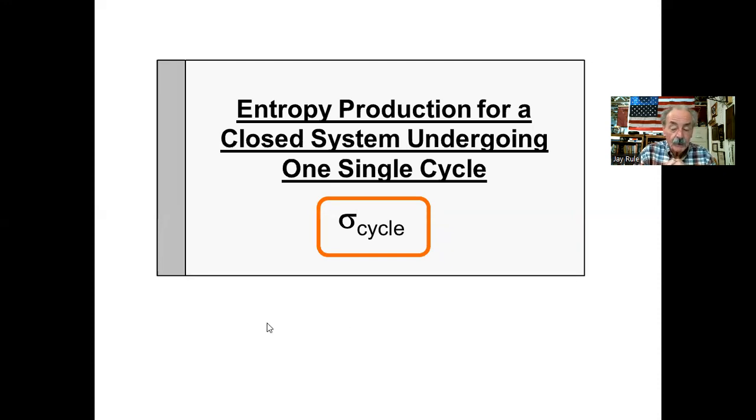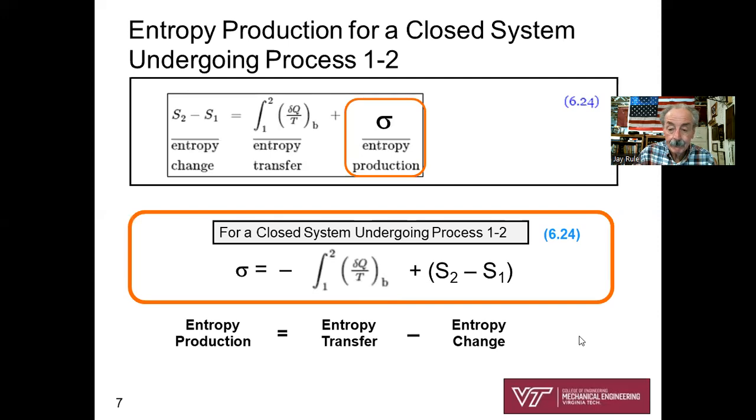Okay, that's your crash course on cycles. Now let's get into how we define entropy production for a closed system undergoing one single cycle. Here we've got, this is not a 6, that's a Greek letter sigma, sigma cycle. All right, we're going to go back to chapter 6 and remember for a process, entropy production equals the entropy change minus the integral of del Q over T across the system boundary.